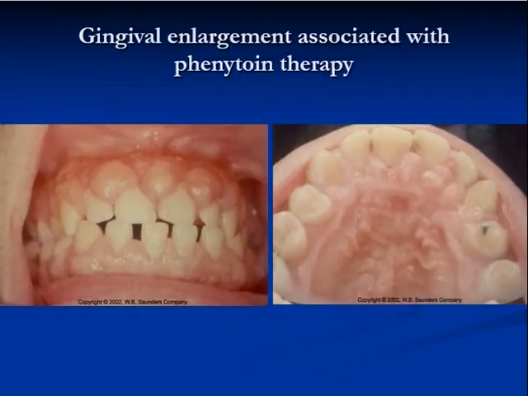Next is drug-induced gingival enlargement. This kind of enlargement occurs in prolonged therapy with anticonvulsants, immunosuppressants, and antihypertensive drugs. Anticonvulsants include phenytoin, phenobarbital, sodium valproate, and primidone. And antihypertensive drugs associated with enlargement are nifedipine, nicardipine, bepridil, etc.